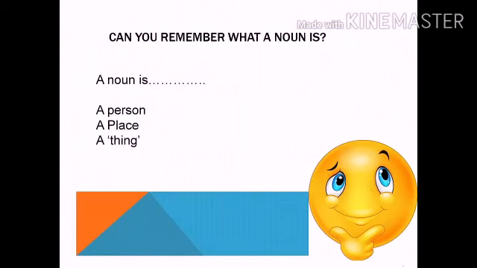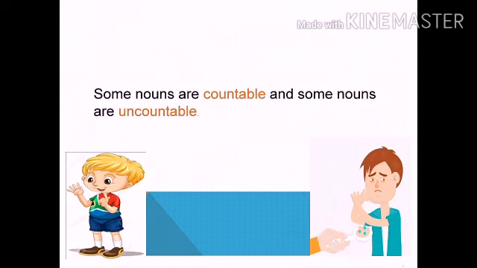Can you remember what a noun is? A noun is a naming word. It can be a person, a place, an animal, a thing, an idea, an emotion, right? Some nouns are countable and some nouns are uncountable.